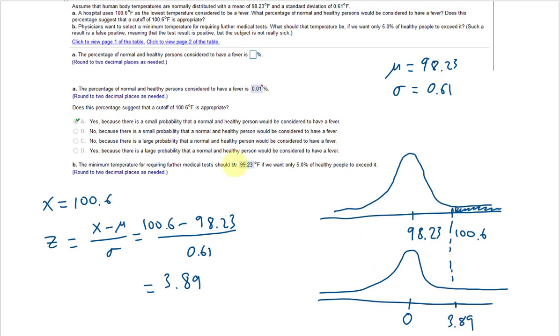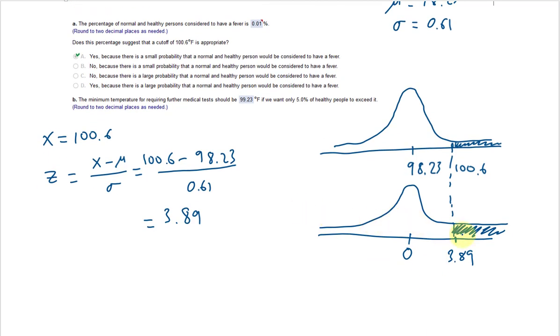Okay, and now we are looking for a healthy person who would be considered to have a fever. That means you are looking for the proportion of people that have a temperature above 100.6, which means we are looking for this area above. Okay, so above here would be considered to have a fever. Now, how do I find the area? Well, we can use technology to find the area, right?